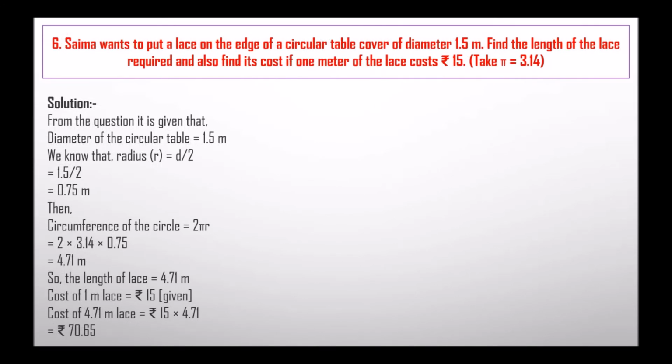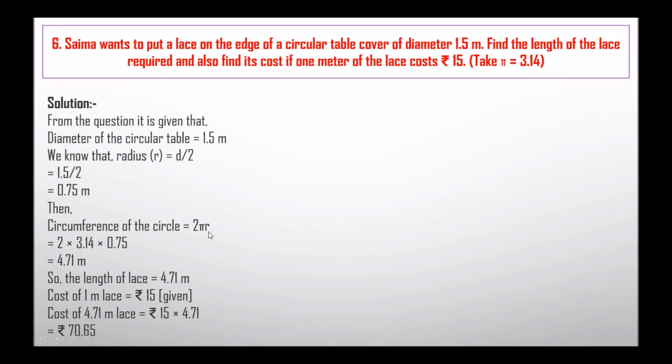Next, Sama wants to put a lace on the edge of the circular table cover of diameter 1.5 meter. Find the length of the lace required and so find its cost if 1 meter of the lace costs rupees 15. Take pi equals to 3.14. Diameter of a circular table is 1.5 meter. We want radius, so d upon 2. So 1.5 upon 2, that is 0.75 meter.